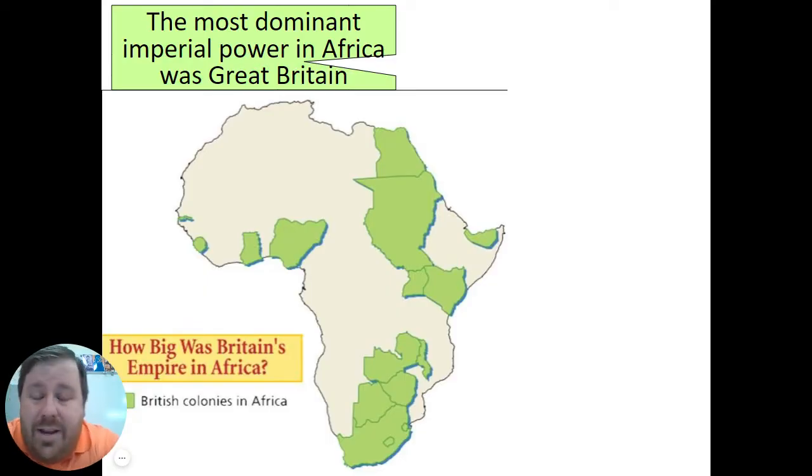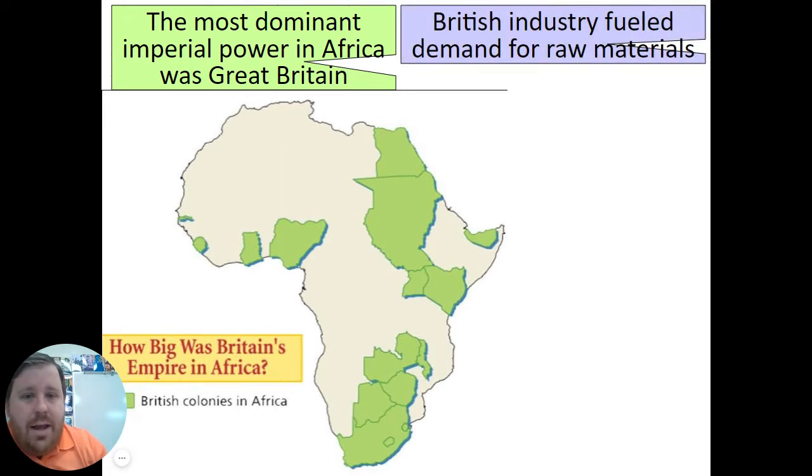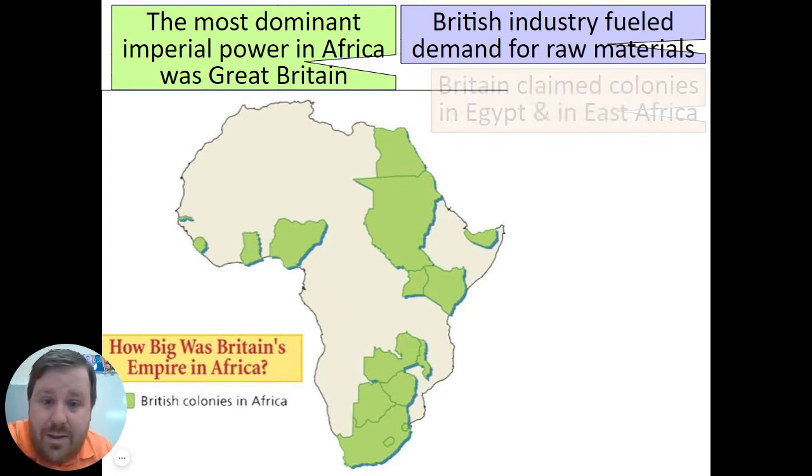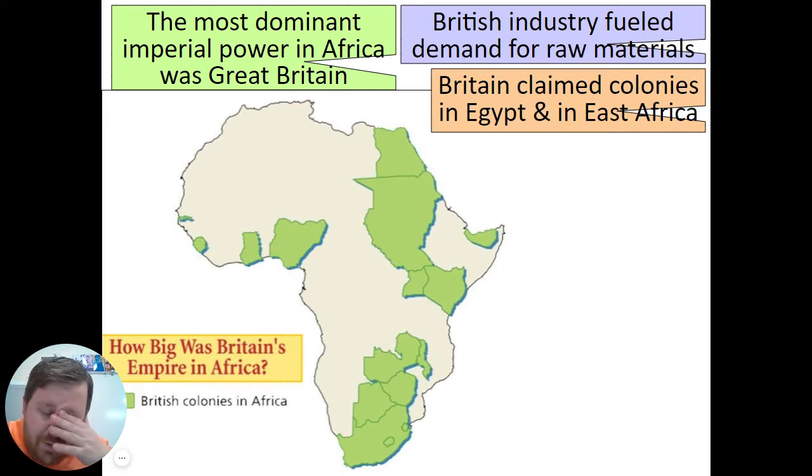All right, the most dominant imperial power in Africa was Great Britain. Great Britain had the most industrialization. Their industry fueled demand for raw materials, so they wanted to get lots of raw materials, so they conquered lots of colonies. They also had the ability to conquer lots of colonies because they had these industrial weapons in such large amounts. Britain claimed colonies in Egypt and in East Africa. But then they went all over Africa as well.